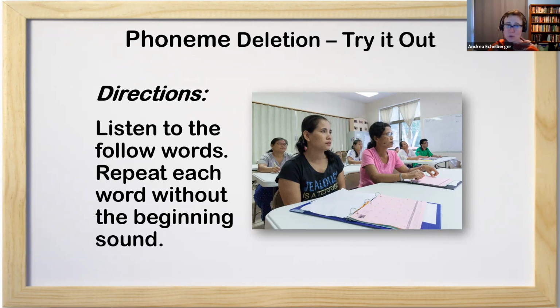We can also do phoneme deletion, where you listen to the following words and then repeat each word without the beginning sound. So for this, we can do this as a different activity. We can do it as a verbal activity. We can also do it as a writing activity. So if I say avu, avu, what's the word if we take off the beginning sound?